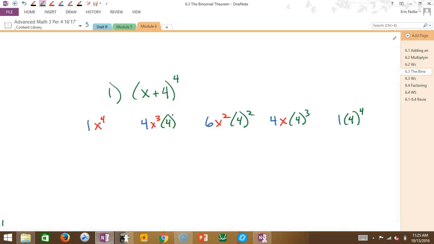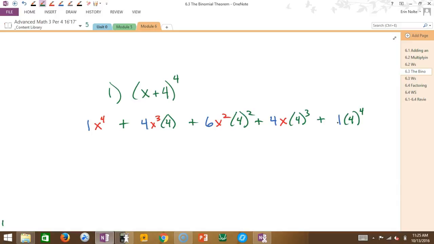4 to the 0 is 1, right? So I don't need to say there's 1 of them. I'm just not going to write it. Okay, so now I have all my terms, and what I have left to do is just put a sign in between. I'm going to take a look right here at my plus, and I'm just going to put a plus, plus, plus, plus. Plus, plus, plus, plus. Okay, now I'm not done because this can be simplified. All I have left to do is simplify each of my terms.